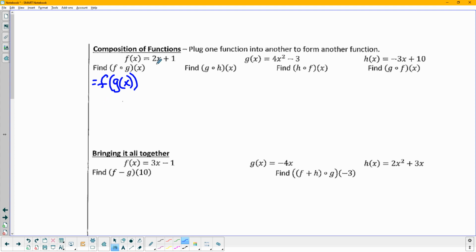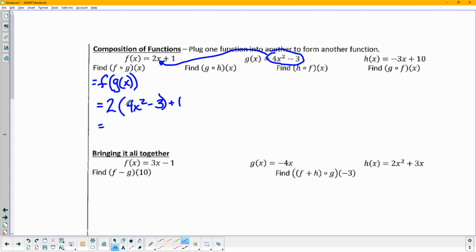So even though f of x is 2x plus 1, I don't care about x itself. I'm going to take g of x and plug it in to the x in f of x. So this is going to be 2 times (4x squared minus 3) plus 1. So this is the act of composing two functions. I'm putting one function in as the input in another function.